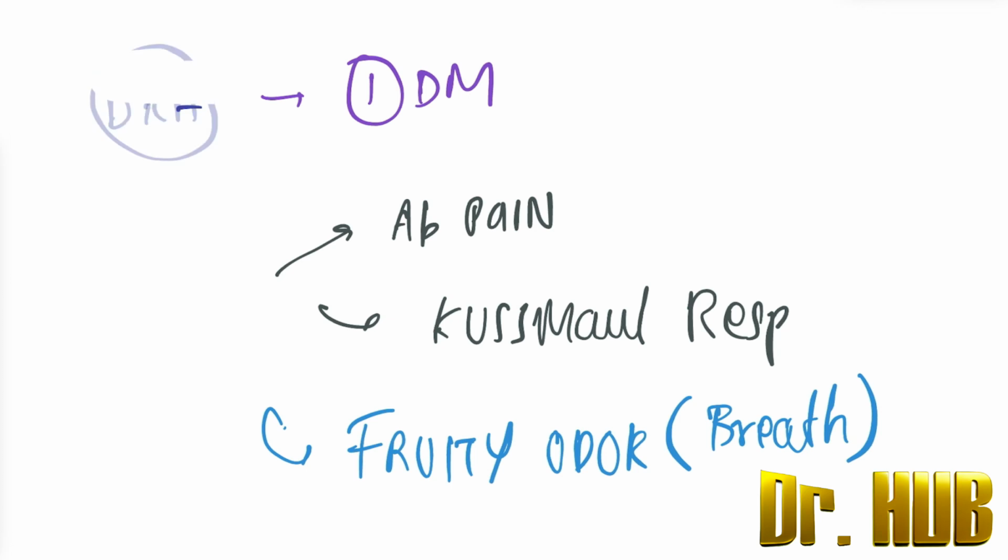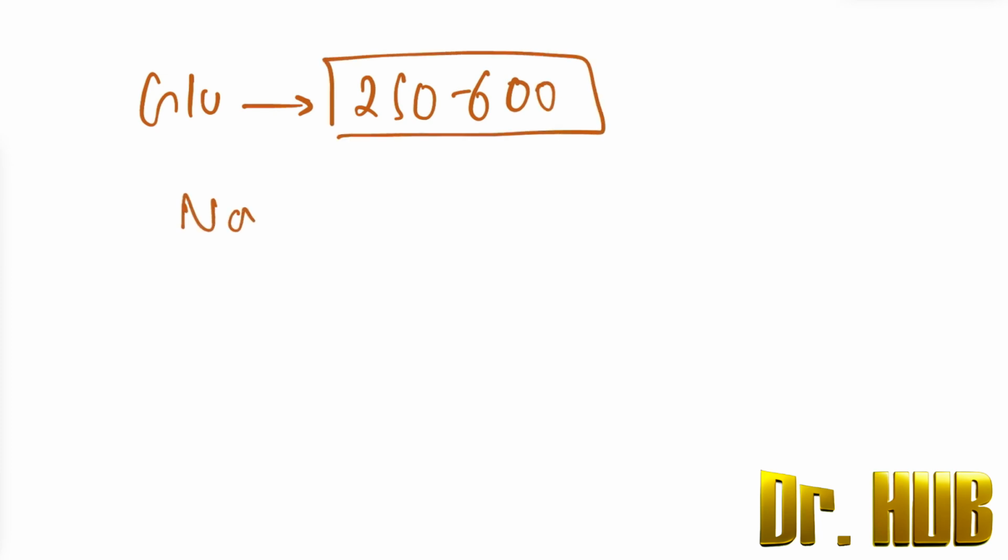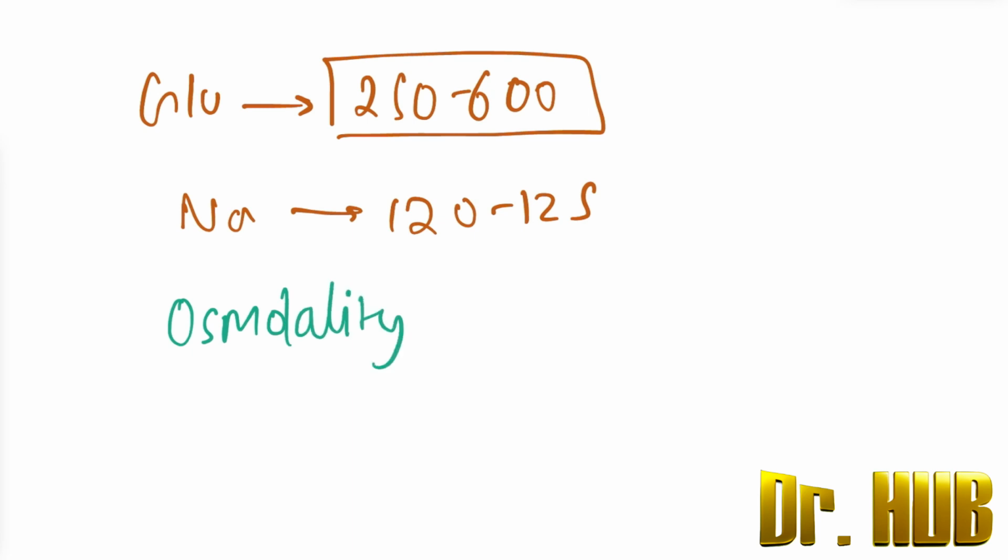Next, there are some numerical values we need to know. What is the glucose level? The glucose in DKA will be 250 to 600. Then sodium will be 120 to 125. Now what about the osmolality? The osmolality is 300 to 320.